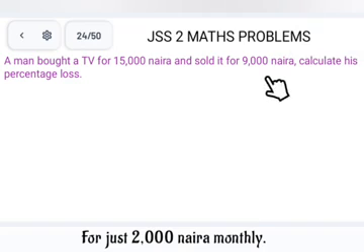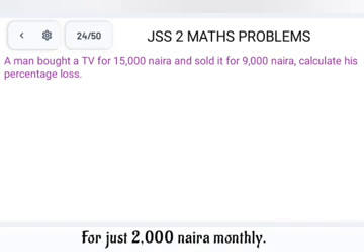First of all, we will go back to the question again. I will check what we are given. So look at the question very well now. It says the man bought the TV for 15,000 naira, and then he sold it for 9,000 naira. Is there any way we can compare these two prices? Like compare the price that he used to buy the TV with the price at which he sold the TV. Is there any way we can compare these two prices?